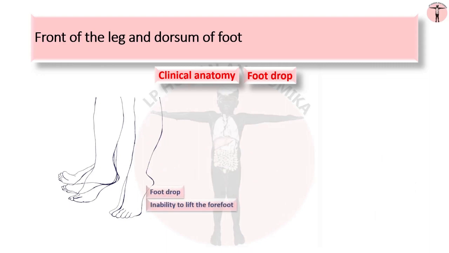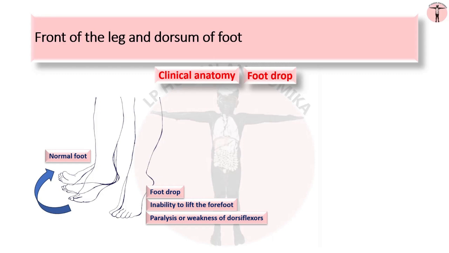Foot drop is the inability to lift the forefoot. This is due to the paralysis or weakness of dorsiflexors of the foot. In the normal leg, the ankle and foot dorsiflexors, which are the tibialis anterior, extensor digitorum longus, and extensor hallucis longus, help clear the foot during the swing phase of walking and control plantar flexion of the foot on heel strike. But in the affected leg, the forefoot will be dragged on the ground due to the paralysis of the dorsiflexors. So foot drop can hinder walking and increase the risk of tripping and falling.